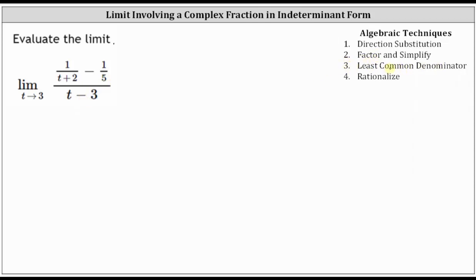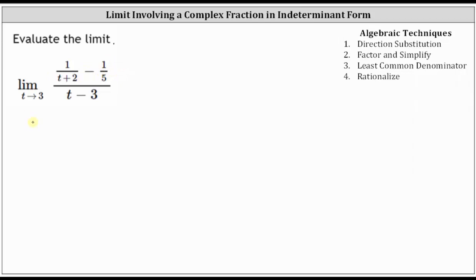We can approach this two ways. One way is just to subtract the fractions in the numerator as the first step. A quicker method would be to notice that the least common denominator is 5 times the quantity t plus 2, and then multiply the top and bottom of the complex fraction by that product. I'm going to go ahead and show the longer steps of subtracting the fractions in the numerator.